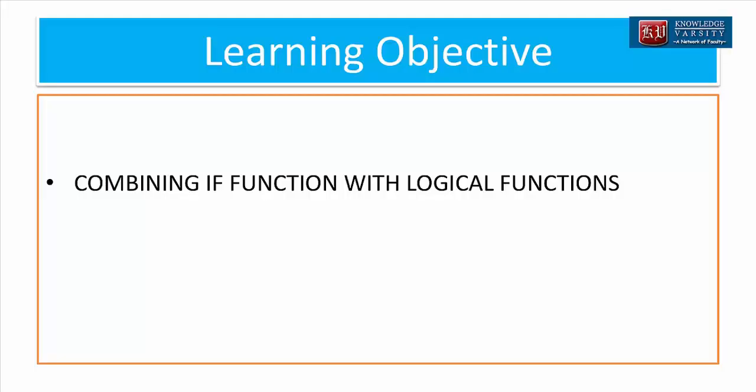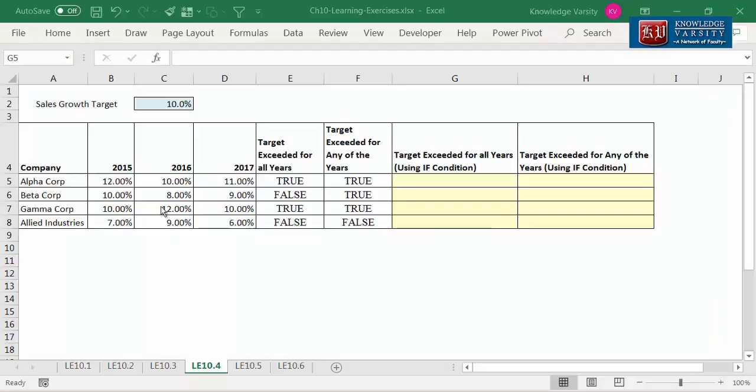In this video, we will learn how to combine the IF function with logical functions. Cell range A4 to F8 has sales performance data for 4 companies over 3 years. Cell C2 has the sales growth target. The output produced in column E using AND statements is true-false, which is not meaningful. Let's see how we can write a formula using the IF function to create a meaningful output.